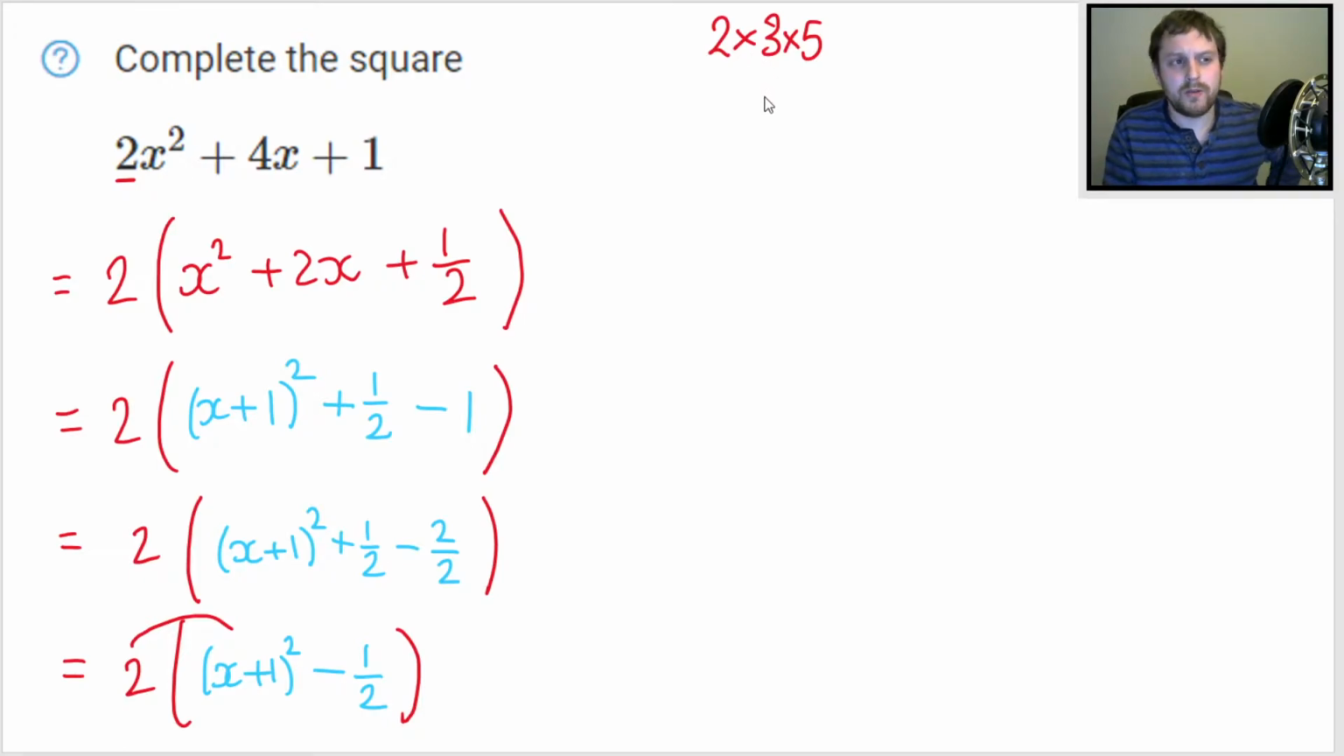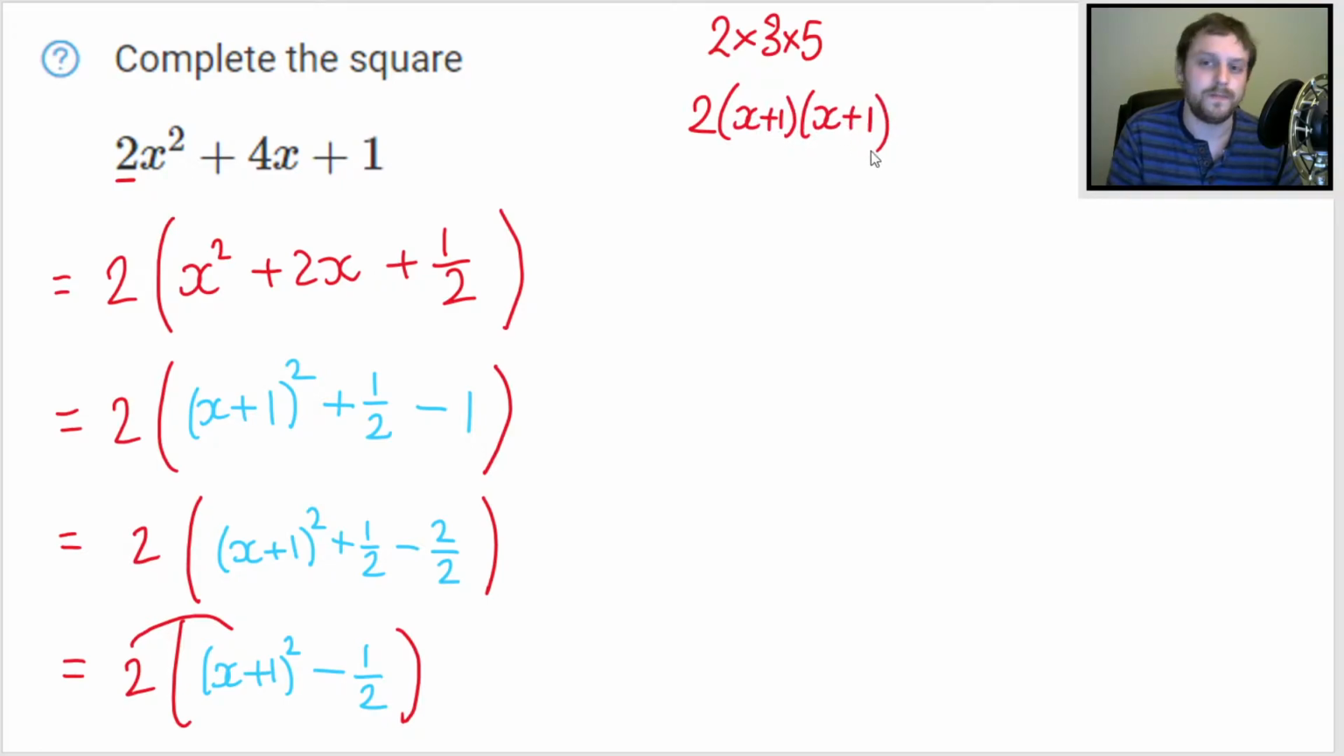I'm not doubling 3 and doubling 5. I can either do 2 times 3 and get an answer of 6 and do 6 times 5 is 30. Or I can do 2 times 5 is 10 and then do 10 times 3, which again gives me that correct answer of 30. This 2 here cannot come into this bracket being squared, because what you've really got is 2 lots of x plus 1 lots of x plus 1.